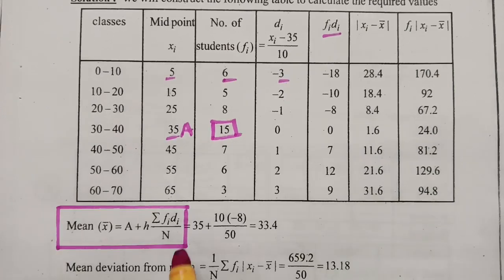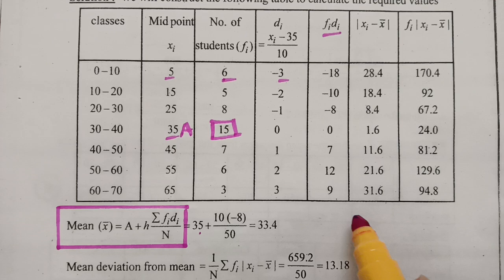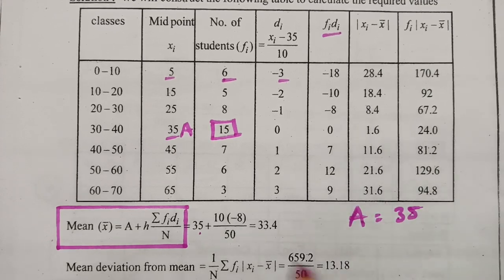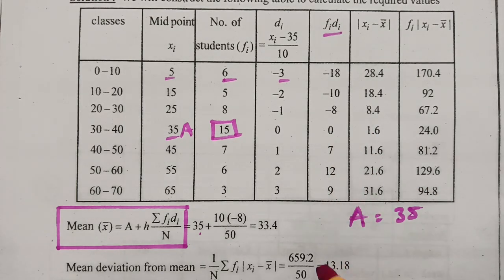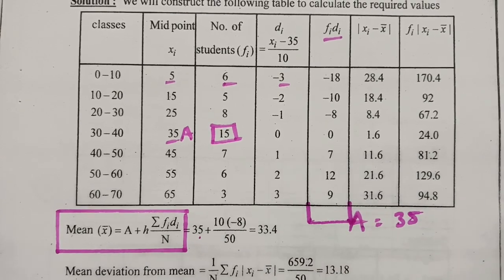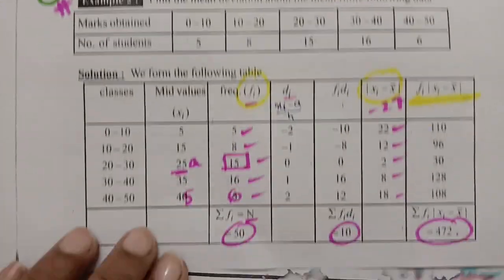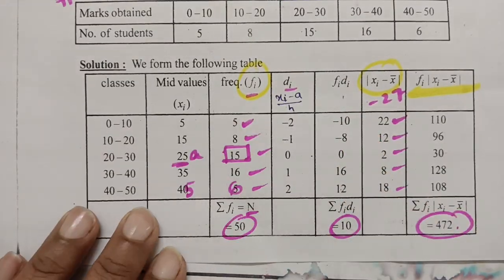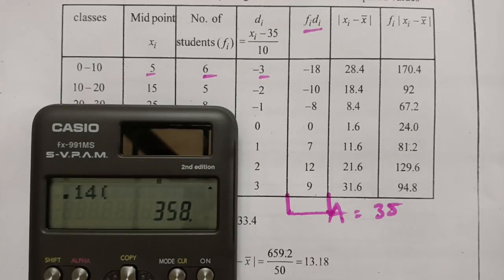And now we have to find out x bar. In order to find the x bar, the formula here is a plus h times sigma fi di by n. What is a here? 35. So a value is equal to 35, and for the sigma fi di value, we need the total value for this. As usual, we have done the values for this one, fi di. Here also we have done the total value. Sigma fi total also we have done. So we'll be needing this one, sigma fi di.